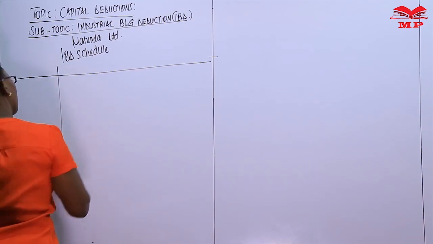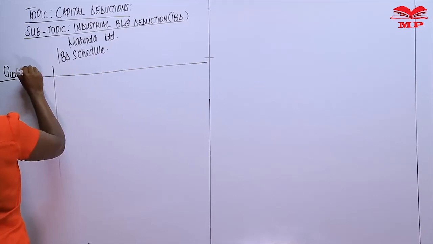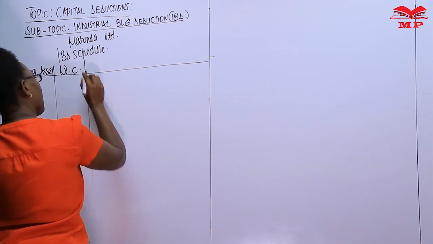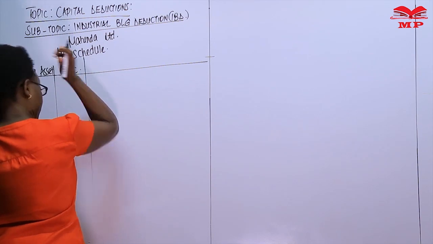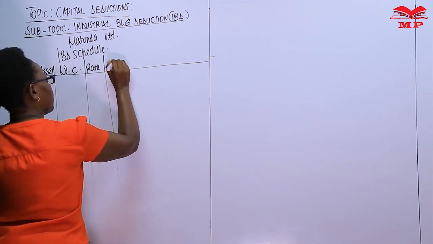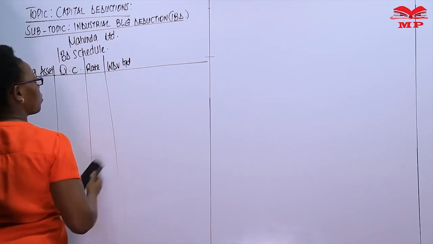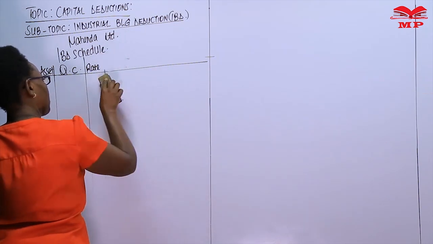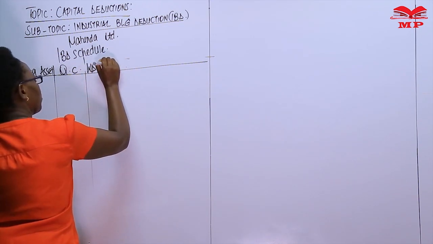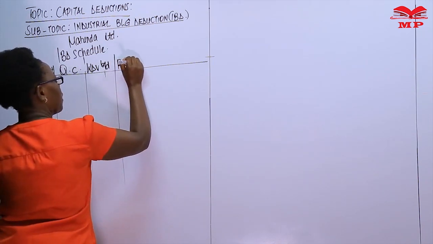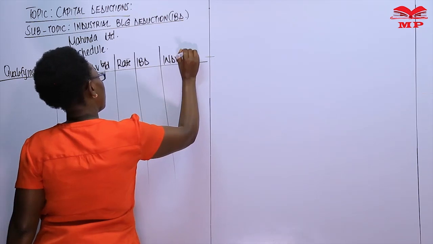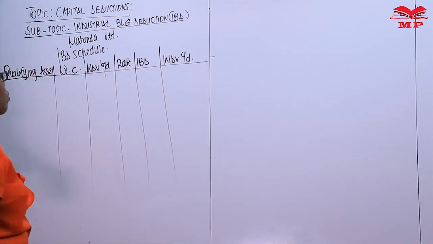So we have qualifying asset, qualifying cost, then we have rates, and we have written down value brought down, or let's interchange those two. Written down value brought down, rates, IBD, written down value carried down. So let's first discuss what goes into what.